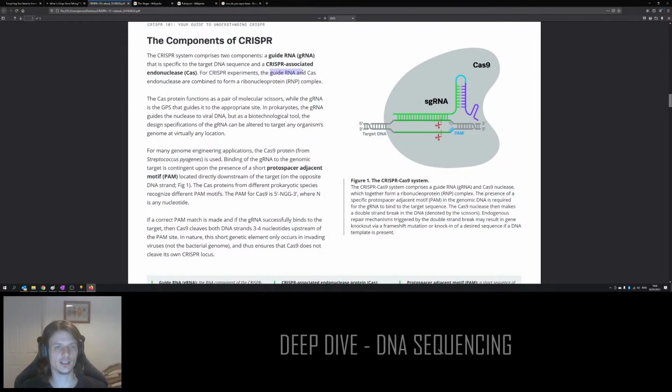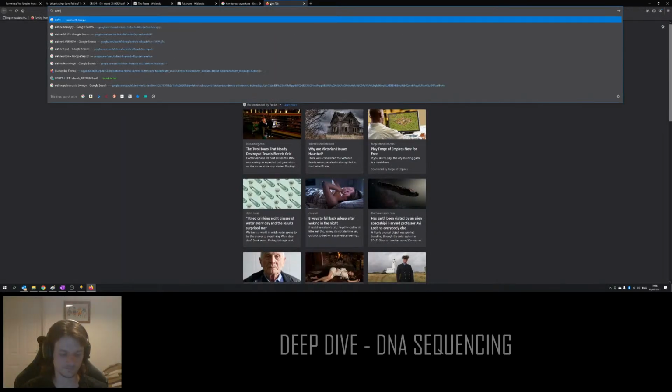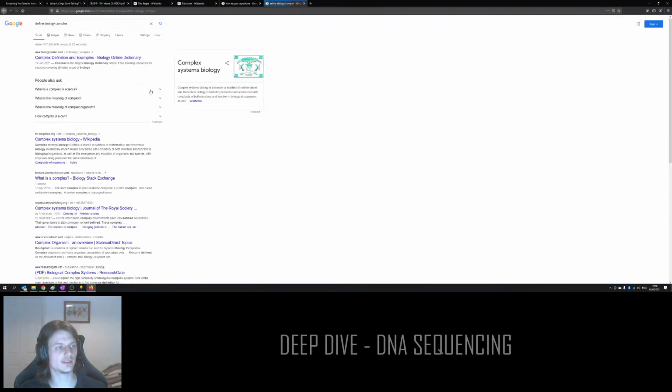For CRISPR experiments, the guide RNA and Cas endonuclease are combined to form a ribonucleoprotein (RNP) complex. Complex. I wonder what that means, is it Latin or something?